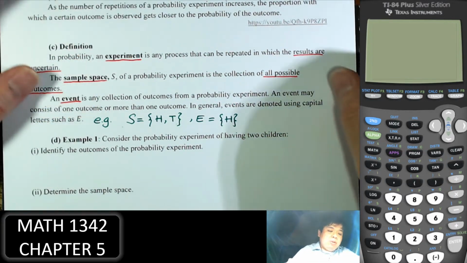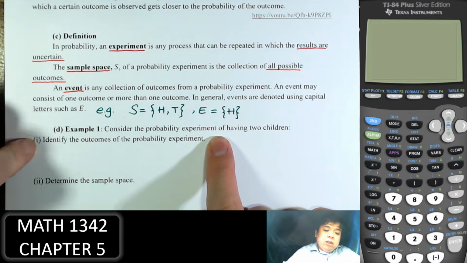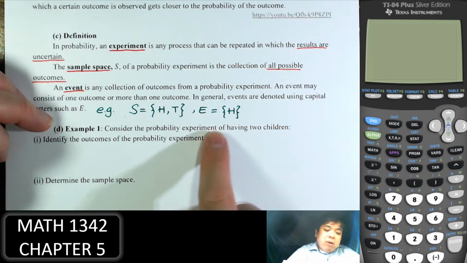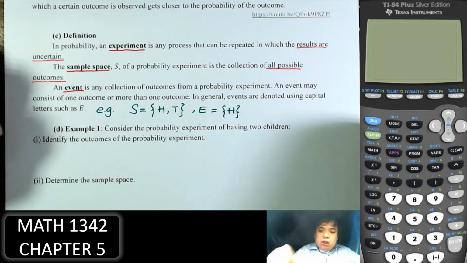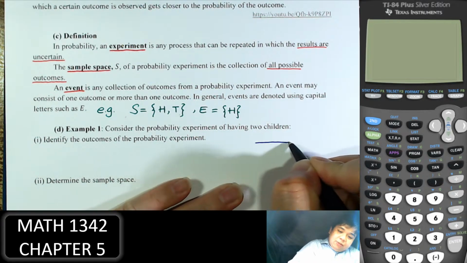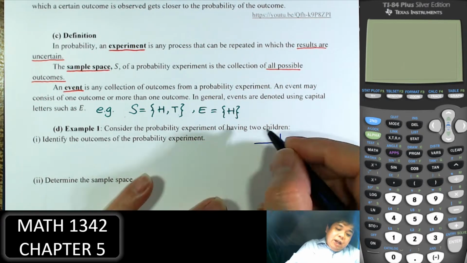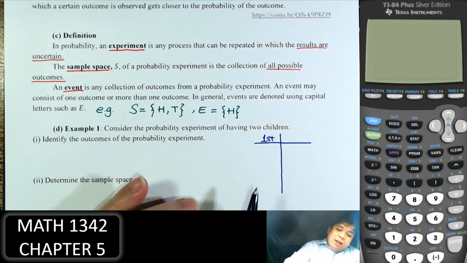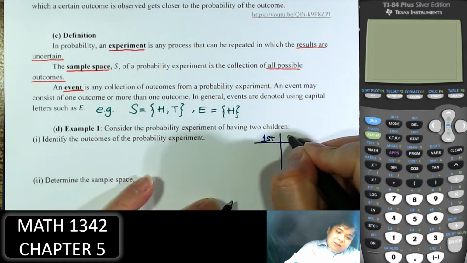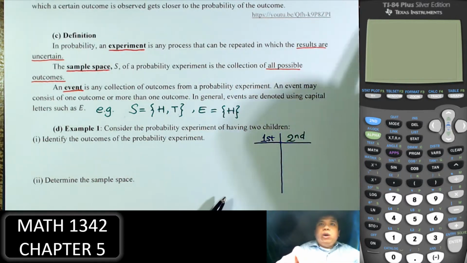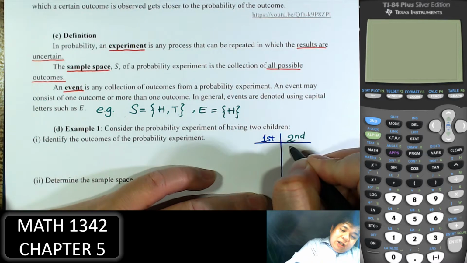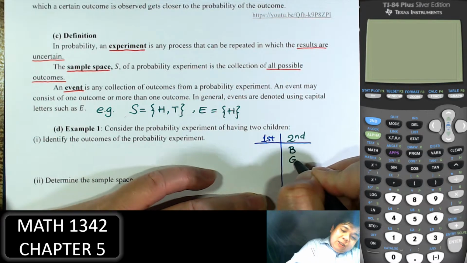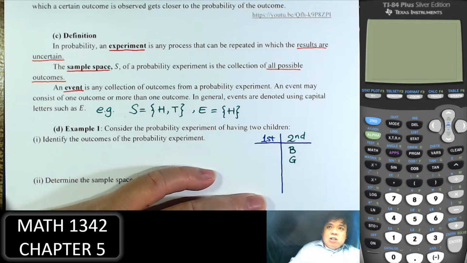Let's look at another example. Consider the probability experiment of having 2 children. Identify the outcomes of the probability experiment. So we have 2 children, the first child and then the second. When we list like this, usually I go from right to left. The second child could be a boy or a girl, but it doesn't matter what we have on the second child.